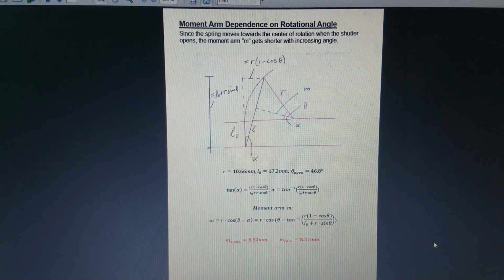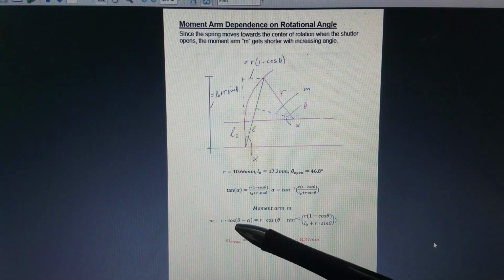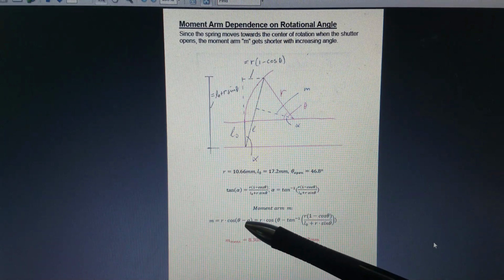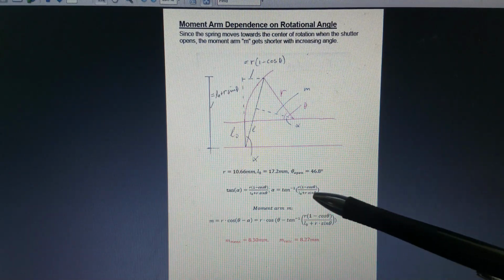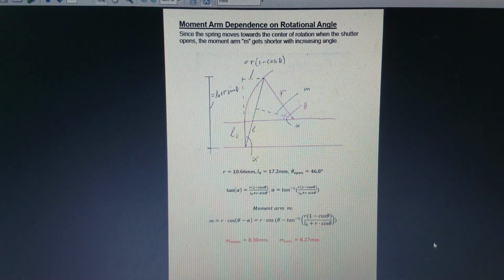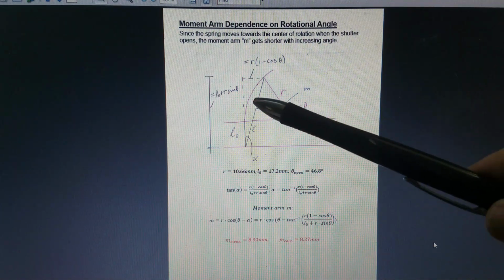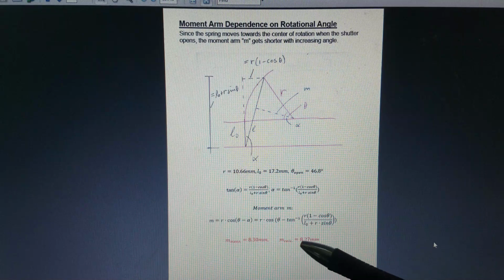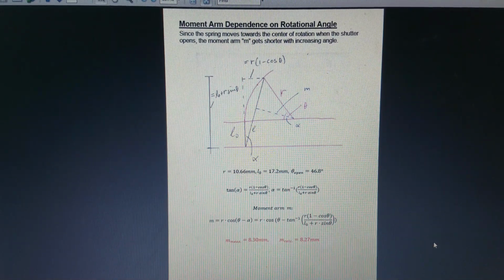So we have alpha here. We know it's r times cosine of theta minus alpha. So it's r times cosine of theta minus the bit that we calculated here. And once again, if I measure that, I measure an 8.3 millimeter distance from the center of rotation to the spring, and I calculate 8.27 millimeters. So that once again is in good agreement.